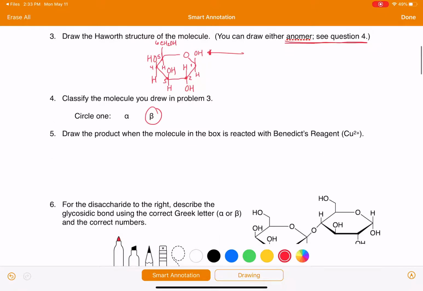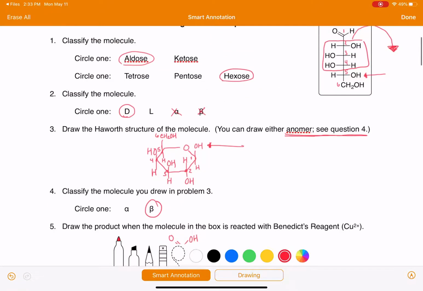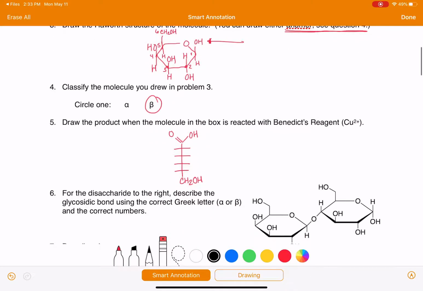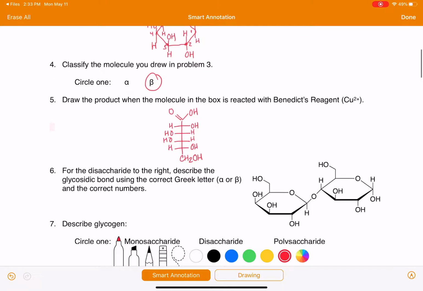Draw the product when the molecule in the box is going to be reacted with Benedict's reagent. Benedict's reagent is going to convert the carbon-oxygen double bond aldehyde to a carbon-oxygen double bond carboxylic acid. But it's not going to change anything else about the molecule. So our OH groups are going to be right, left, left, right as we go down the carbon chain. Like that.